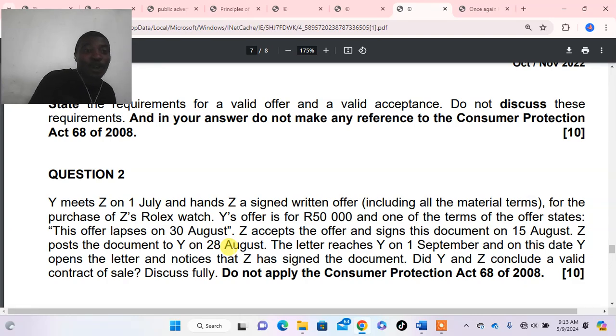However, the guy is not the offeree. Then the letter reaches Y on 1 September. On this date, Y opens the letter and notices that Z has signed the document. And when it reaches the person, it was already after 1 September. Then the question was asking if it was binding or not.